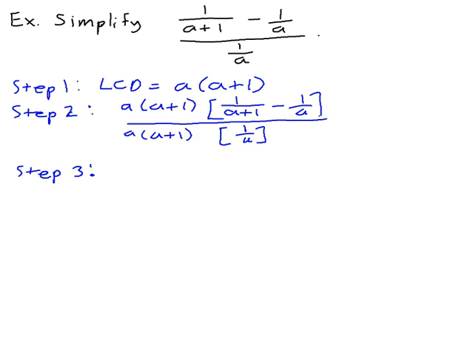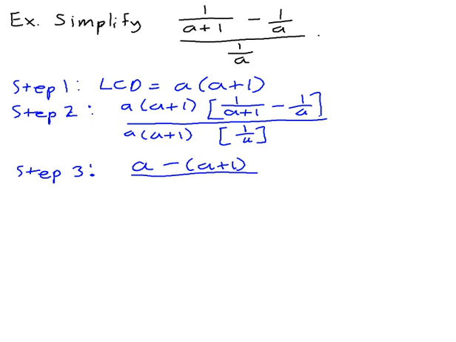Now, step 3 is to use the distributive property to eliminate the denominators. So in the top, when we multiply the first term inside the brackets by the LCD, the a plus 1's cancel, and we end up with just a. And when we multiply the second term inside the brackets by the LCD, the a's cancel, we get minus the quantity a plus 1. And don't forget that minus sign is for all of the numerator.